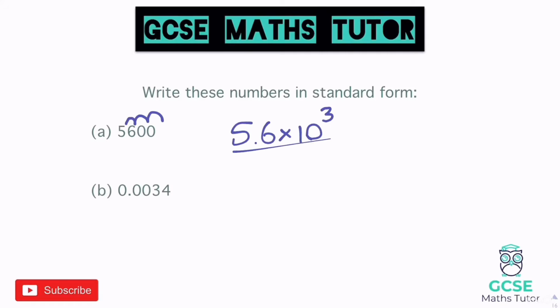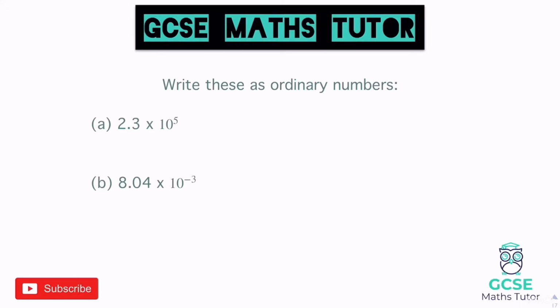Final answer. The next one is a small number, so we're going to have a negative power, because we hop the decimal the other way this time. So 1, 2, 3 would make it 3.4, and again this time it would be times 10 to the negative 3, because it's a 0-point number, that indicates that it's a small number.